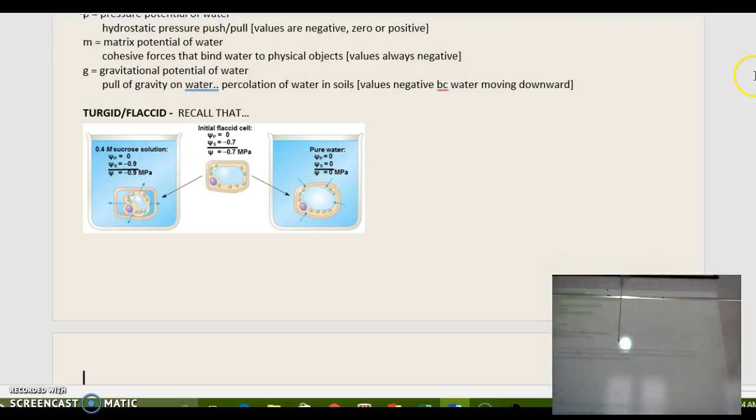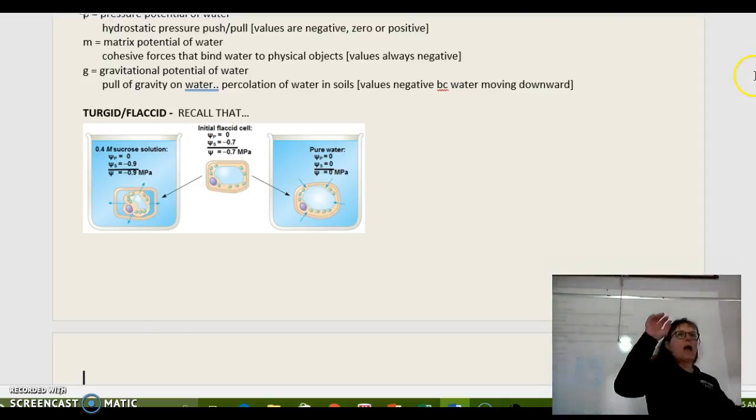Here we go. All right, so where we left off was looking at water potential and this diagram discussion of what happens when you put a living cell into a high solution concentration.